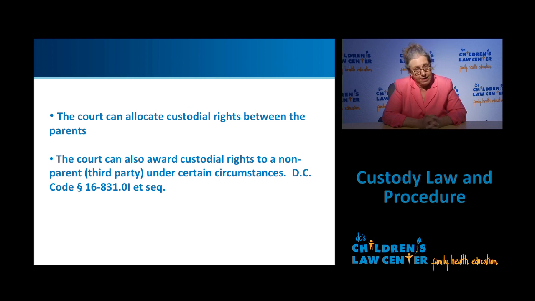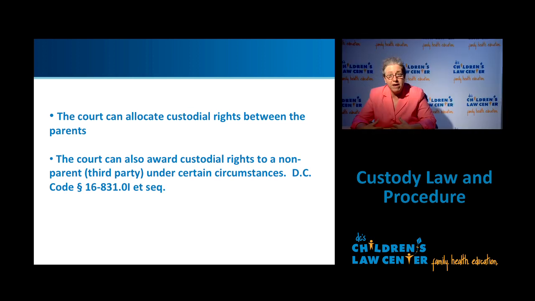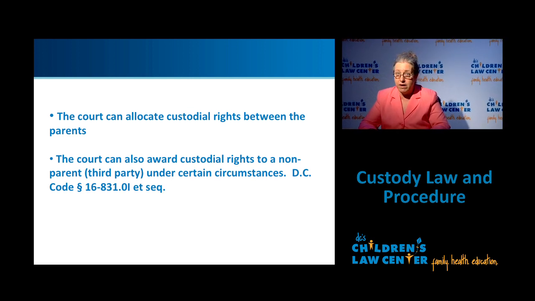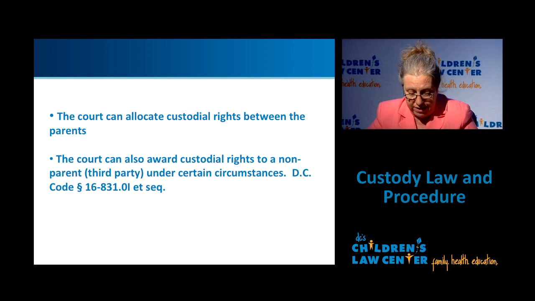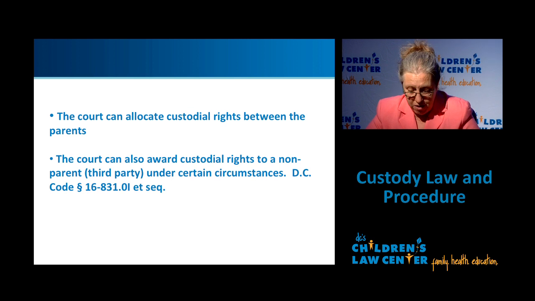But the court can allocate custodial rights between the parents. The court can clarify who has these decision-making rights and who the child is going to be with at any given point in time. The court can also award custodial rights to a non-parent, to a third party, under certain circumstances, and we're going to talk about those circumstances more later, but the court may have that power. Third parties in the District of Columbia don't have any inherent rights. Family members don't have any inherent custodial or visitation rights. Other third parties, unrelated third parties, don't have inherent rights, but they may be able to seek rights to custody or visitation from the court.